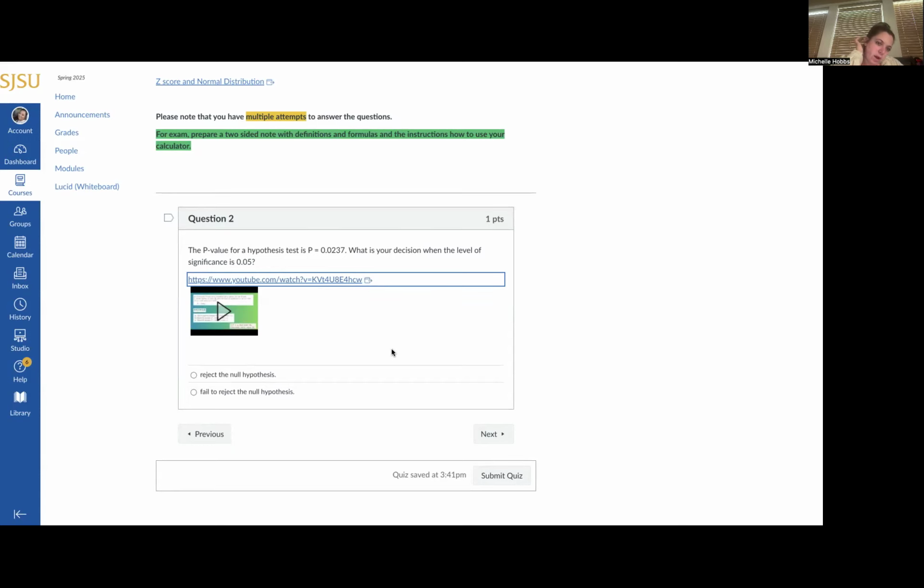The p-value for a hypothesis test is p equals 0.0237. What is your decision when the level of significance is 0.05? I think we're rejecting because of the level of significance. There is 0.05.